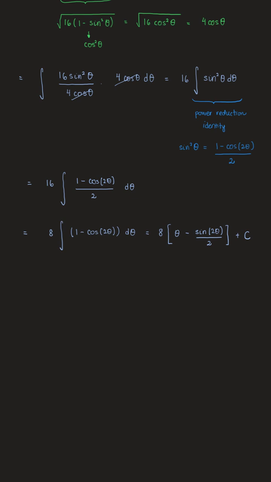We're still going to need to write this in terms of x. So I'm going to rewrite our solution. I'm going to distribute the 8. So we have 8 theta minus 4 sine 2 theta plus c.